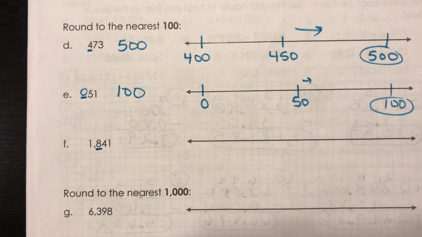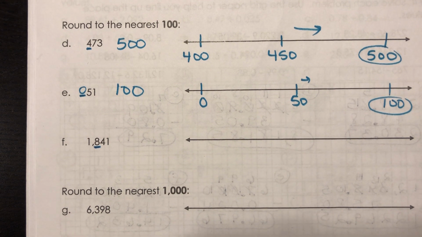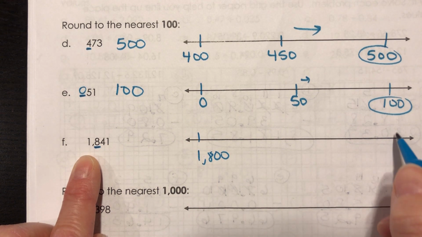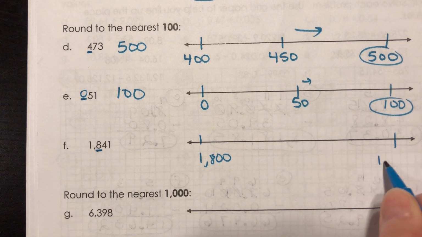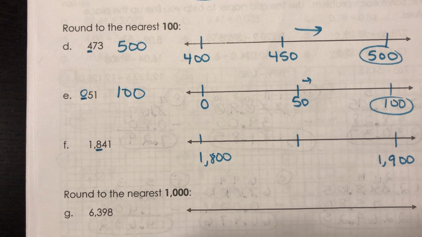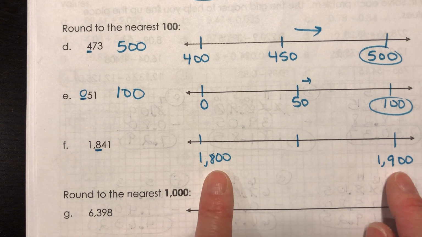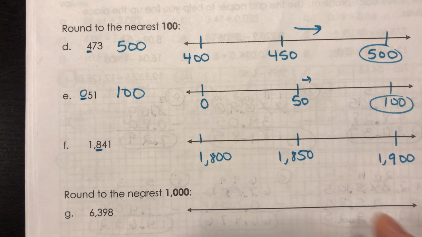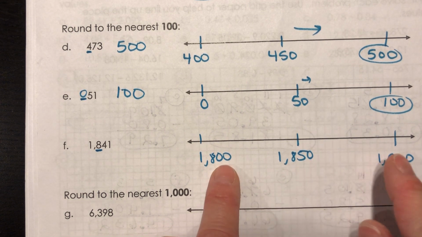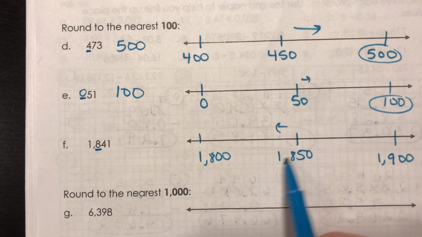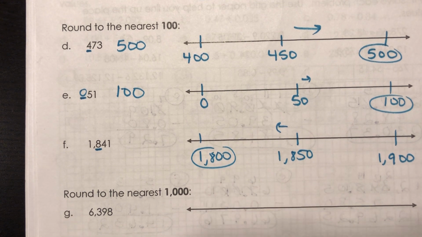Look at letter F. This 8 is in the hundreds place, okay? So it's either going to be 1,800 or the next 100 up from 1,800, which is 1,900. Notice, my thousands place stayed the same. We're not rounding to the nearest 1,000 right now, we're rounding to the nearest 100. Halfway between 1,800 and 1,900 is 1,850, right? Isn't the 50 that halfway mark between those hundreds? So when I see 1,841, I know that's going to come before the halfway mark. That means it's going to be closer to 1,800.